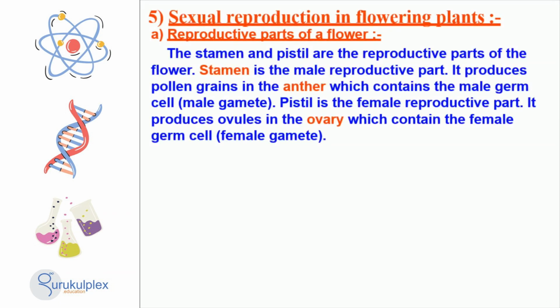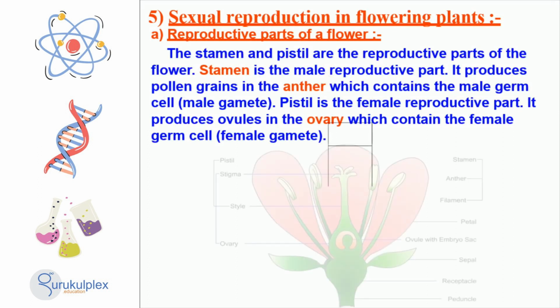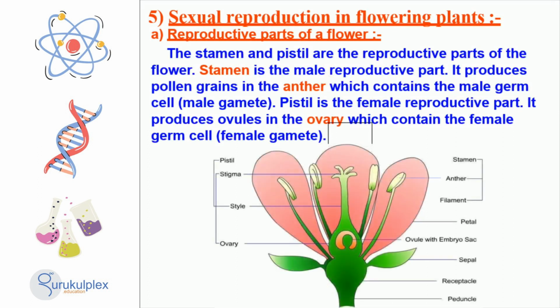Flowering plants depend on sexual reproduction to generate genetically diverse offspring. A flower comprises the stamen and pistil as its reproductive parts. The stamen is the male reproductive part with an anther housing the male germ cell, or male gamete, which makes up the pollen grains. The female reproductive part is the pistil, with the ovary containing the female germ cell, or female gamete, from which the ovules originate.